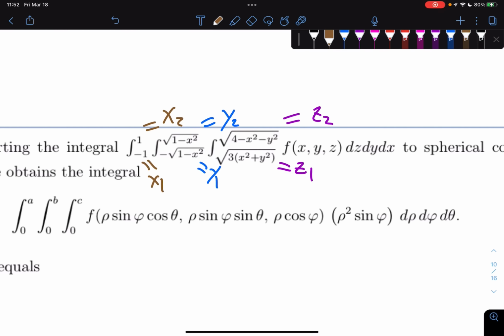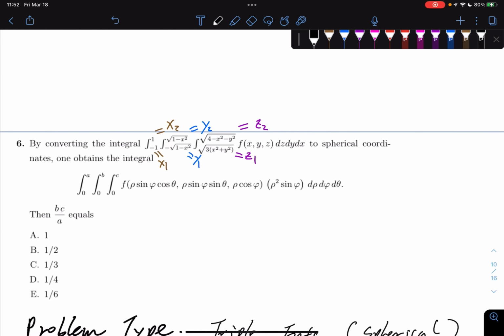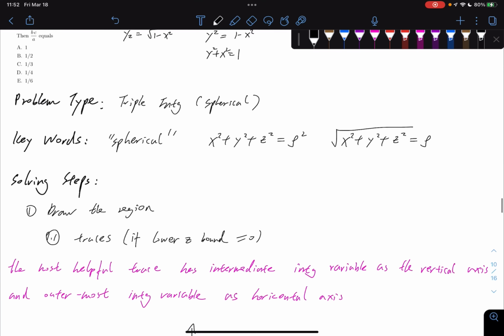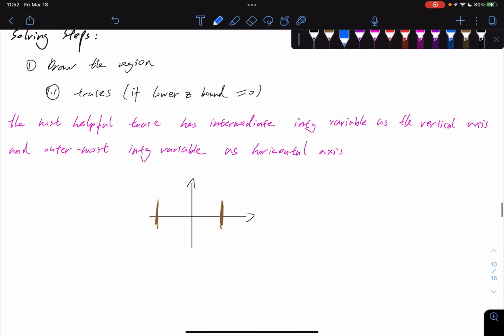And for our y, we can play the trick again, right? y2 equals the square root of 1 minus x squared. y squared equals 1 minus x squared, so y squared plus x squared equals 1. You can do the same thing as y1, but it should be pretty obvious that this is a circle that extends both above the x-axis and below the x-axis. So this will be a full, complete circle.